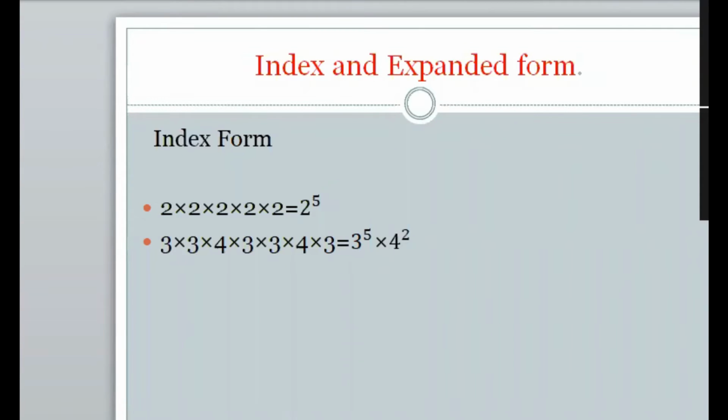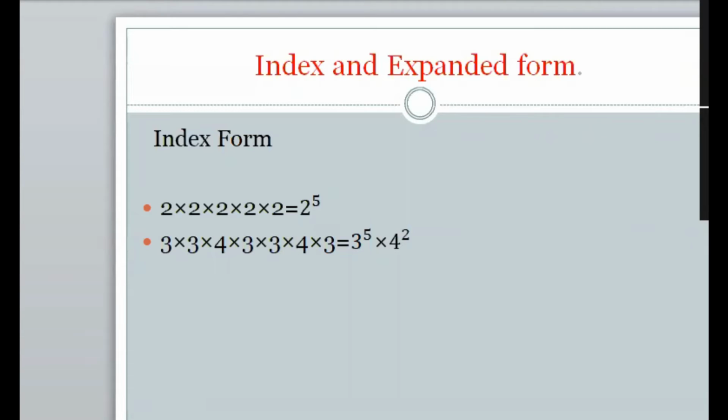You see, placing it in index form means you're placing it to a number or a letter, and then you raise it to a given power or index, right? So in the first instance here, we have 2 by 2 by 2 by 2 by 2. So that is 2 to the fifth power. So that there is in index form.